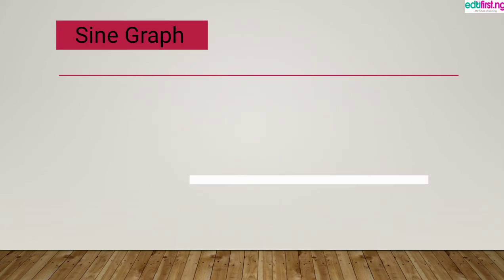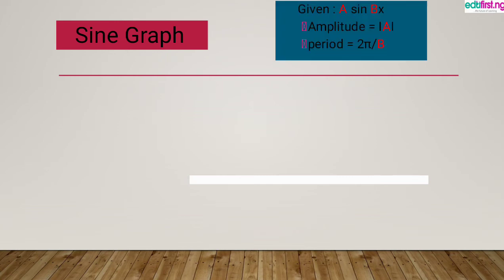And now let's take a look at an example of a sine graph. Before that, there is something we need to take note of. Given a sin bx, our a is our amplitude, while our period will be 2 pi divided by b. When we want to find our period, it is 2 pi divided by the number before x.